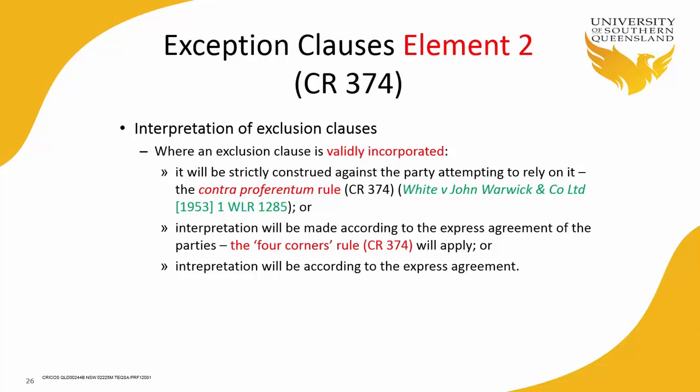Alright, let's then look at interpretation on page 774. Again, it says where an exclusion clause is validly incorporated, it will be strictly construed against the party attempting to rely on it. Okay, and this is what we call the contra proferentem rule. That's discussed as well on page 774. Or interpretation will be made according to the express agreement of the parties. Okay, so that's what we call the four corners rule. That's at the bottom again of page 774. So interpretation basically will be according to the express agreement.